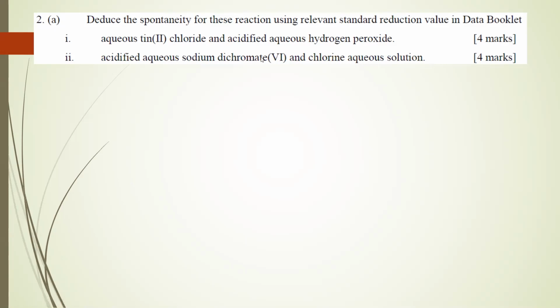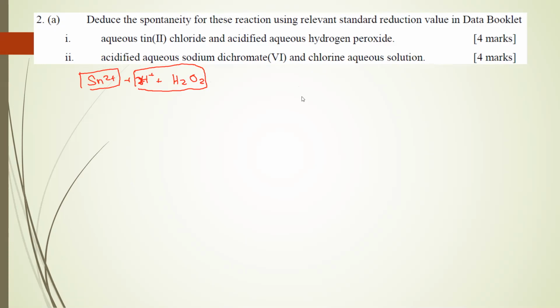Aqueous tin(II) chloride, and we have acidified aqueous hydrogen peroxide. So basically, you have Sn²⁺ reacting with H⁺ and H₂O₂, acidified hydrogen peroxide. You need to find these from the data booklet. One of them is at the left side, another one is at the right side. And if you look carefully, acidified hydrogen peroxide can only do reduction. Therefore, tin must be doing oxidation. Okay, tin must be doing oxidation.